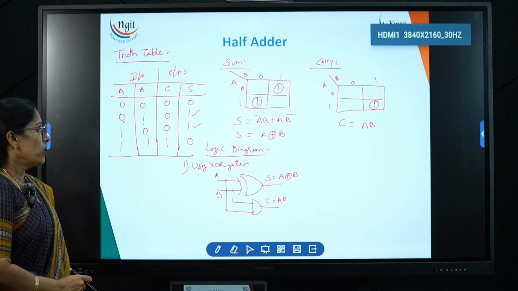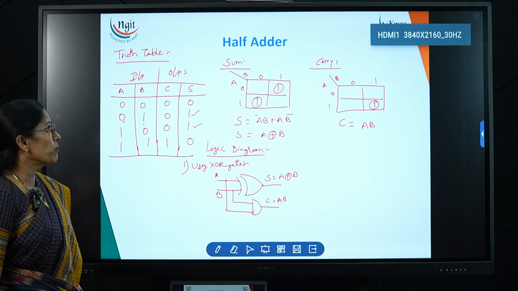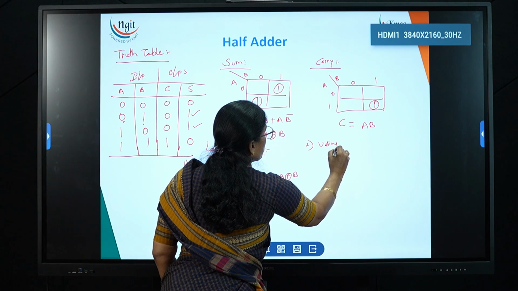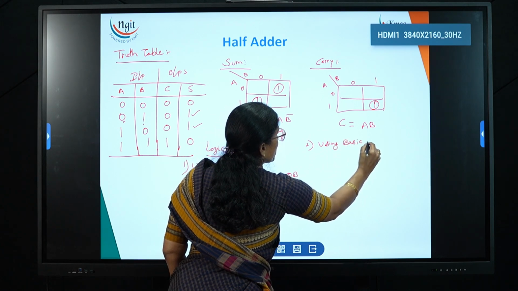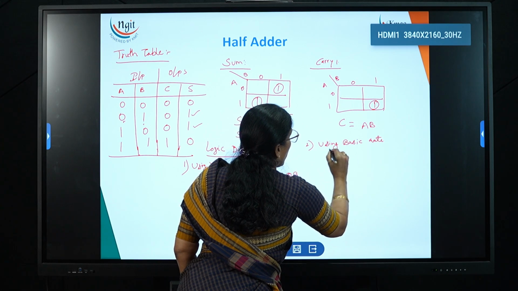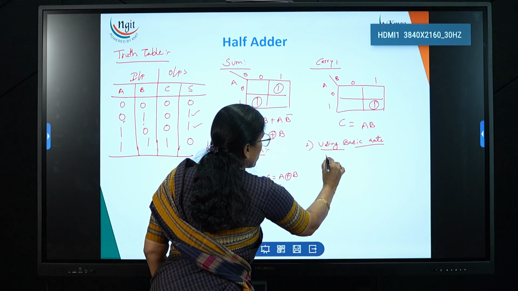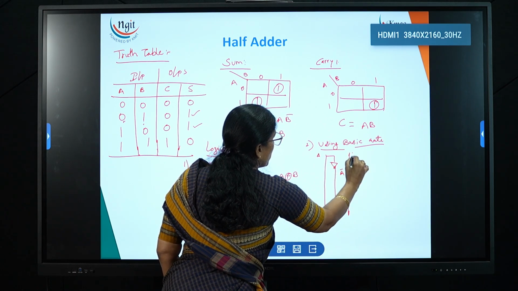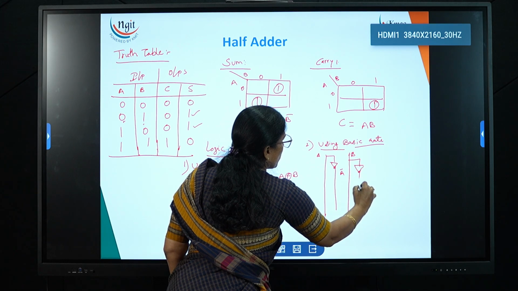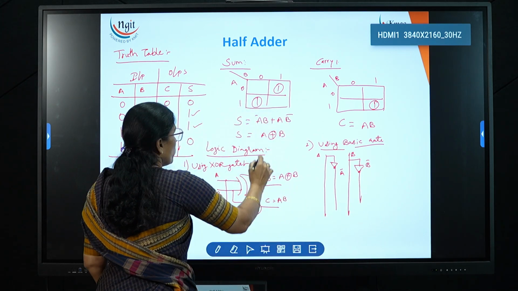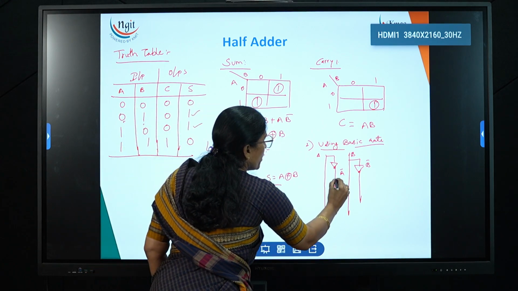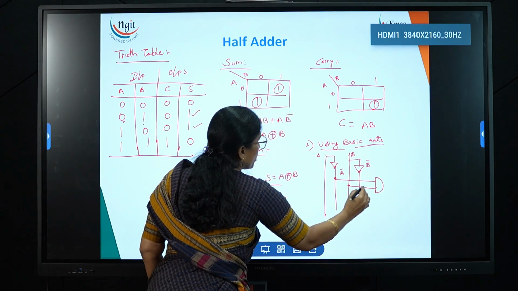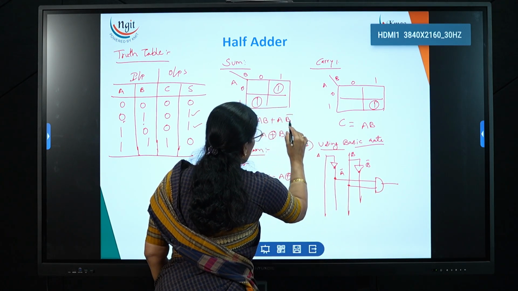If we need to draw the diagram by using the basic gates, that time second one is what? Using basic gates. Basic gates are nothing but AND, OR, NOT gates. Now here I am taking the A bar, this is A bar, B bar. Now what is the expression here for sum? A bar B. So A bar B and in between, here dot is there, AND gate we need to use, A bar B and the next one is AB bar.